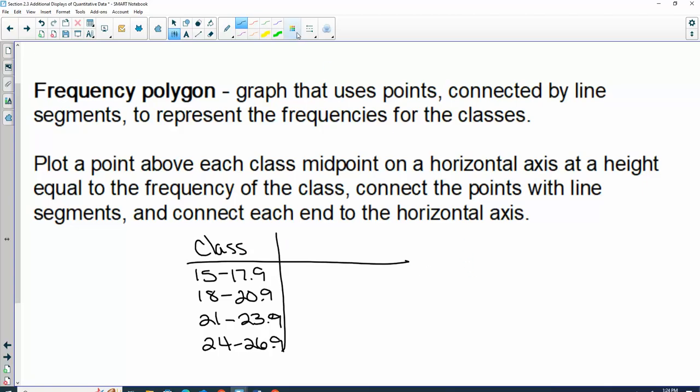What is the class width? Remember from yesterday, the class width is how far from the beginning of one class to the beginning of the next. How far is it from 15 to 18? Okay, so my class width is 3.